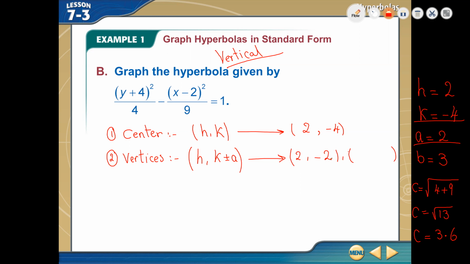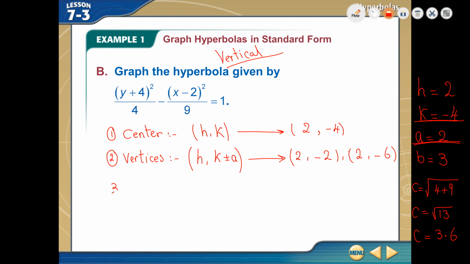And here, the second one: 2 and minus. Put -4 minus 2. -6. Yes, of course.